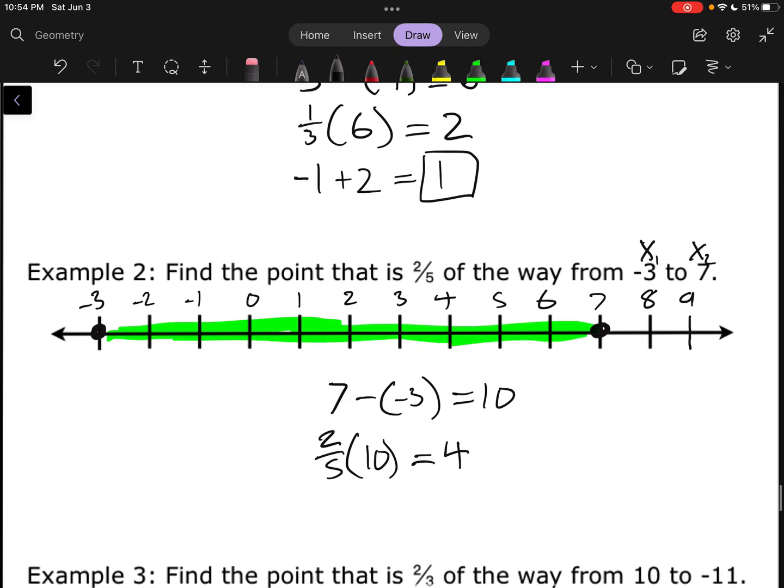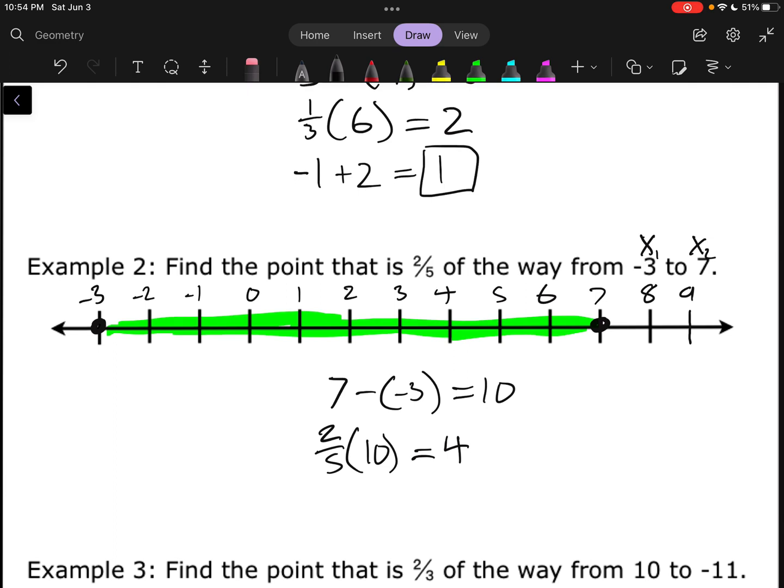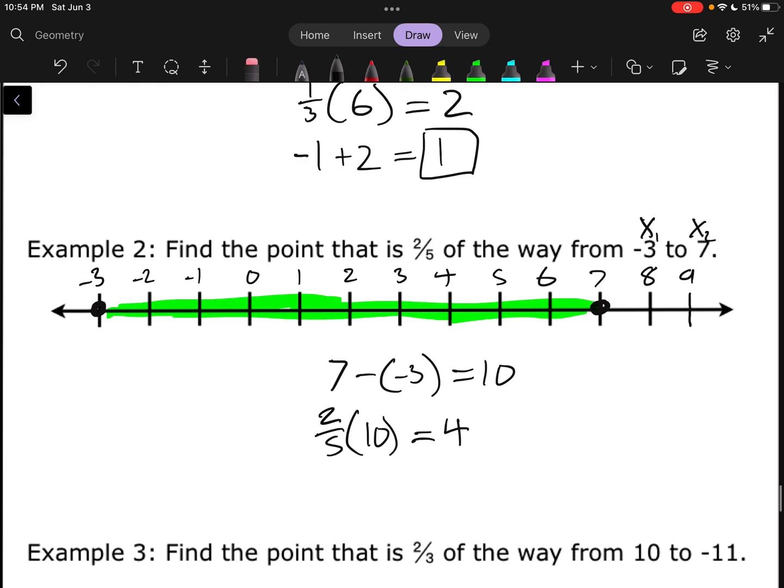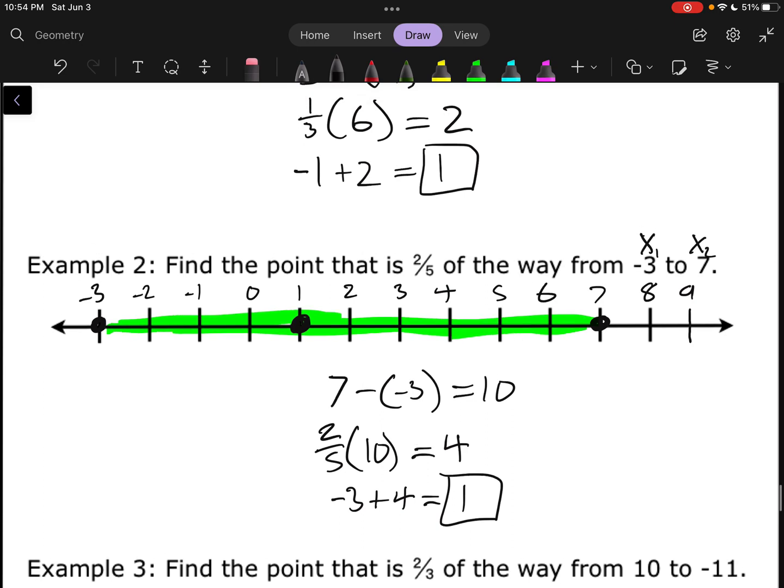Now, 4 is not my answer. 4 is the distance that I need to travel from my beginning point. And I started at -3. So -3 plus 4 is 1. So 1 is my answer. 1 is the point that is 2/5 of the way from -3 to 7.